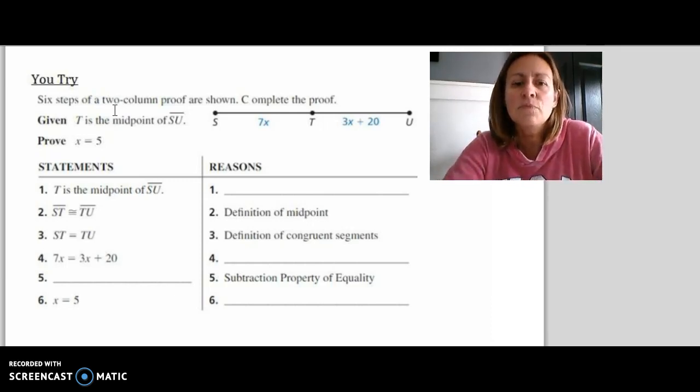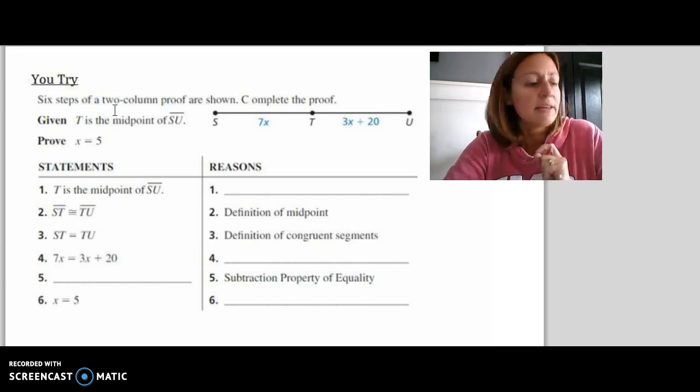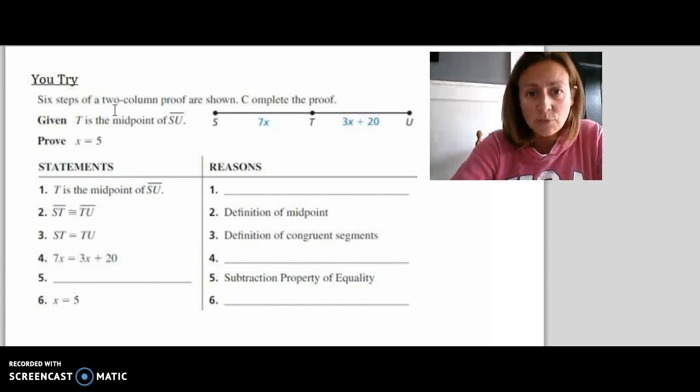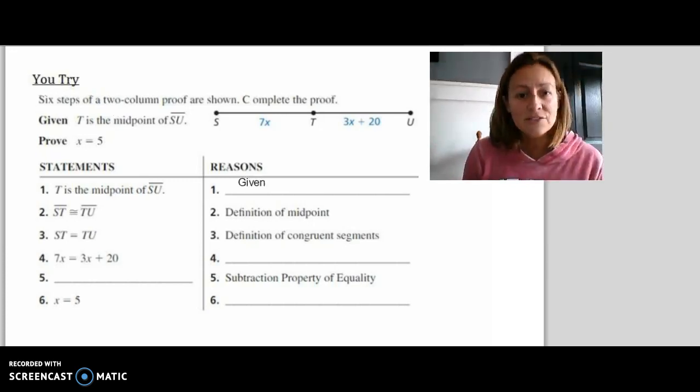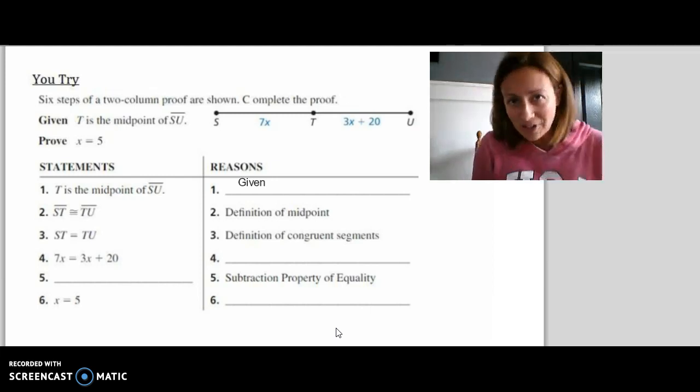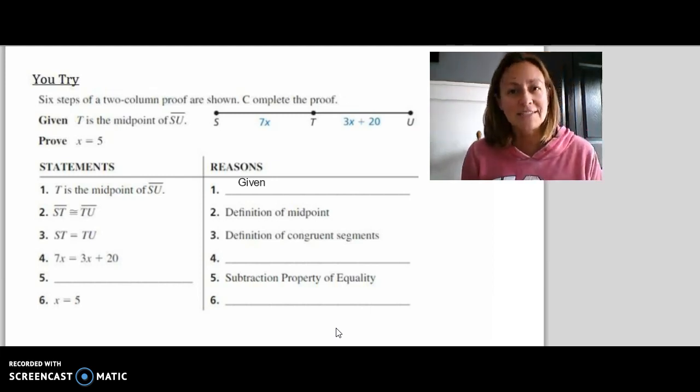So, given this diagram, we are supposed to prove that the value of x in those algebraic expressions will equal 5. So we're going to start with the first statement being what was given. T is the midpoint of SU, and you will always start your proofs with the information that is given, and the reason you will put for that first step is always given.